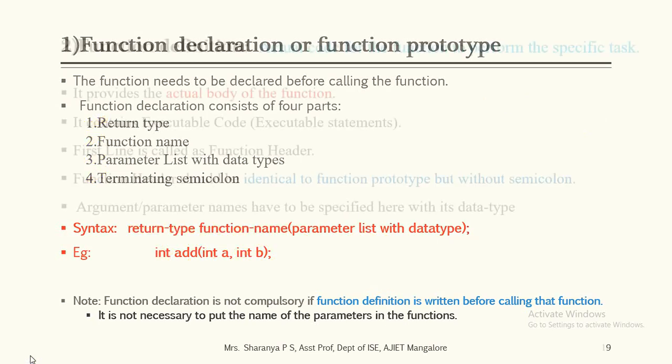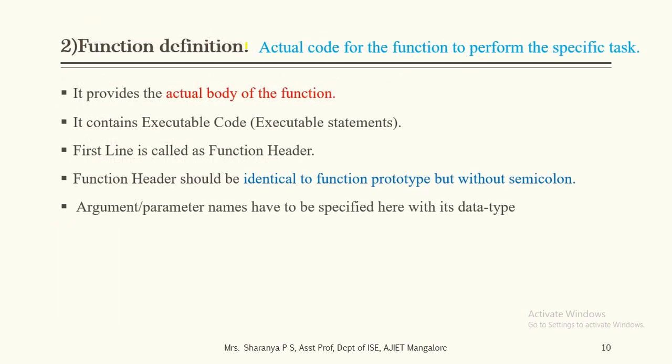Next is the function definition. That is the actual code for the function to perform a specific task. The entire executable code, the task we need the function to perform, we write inside the function definition. That is what we call the actual body of the function. The first line we write is called the function header, which should be identical to the function prototype, but without the semicolon.